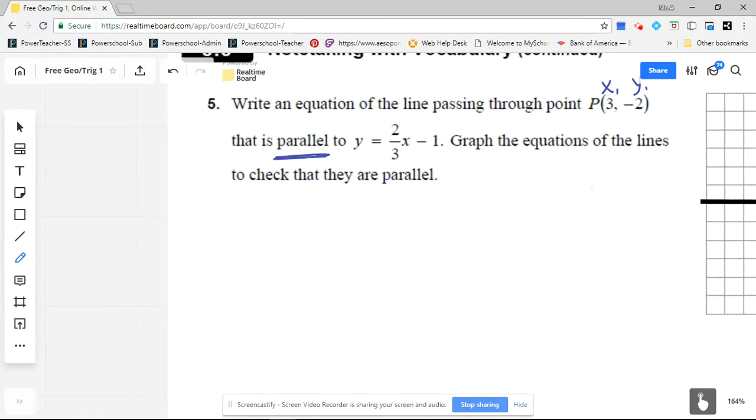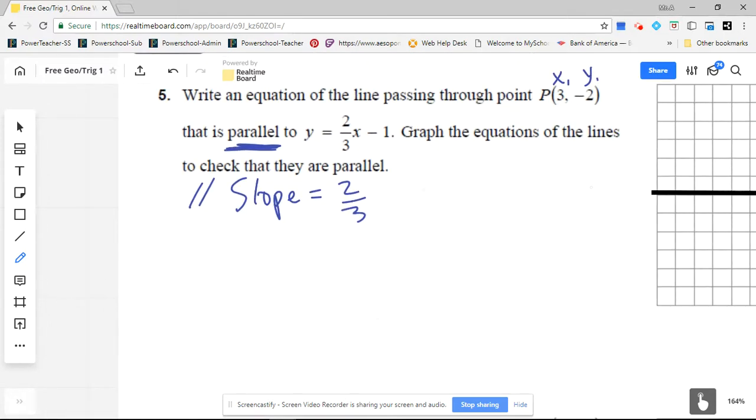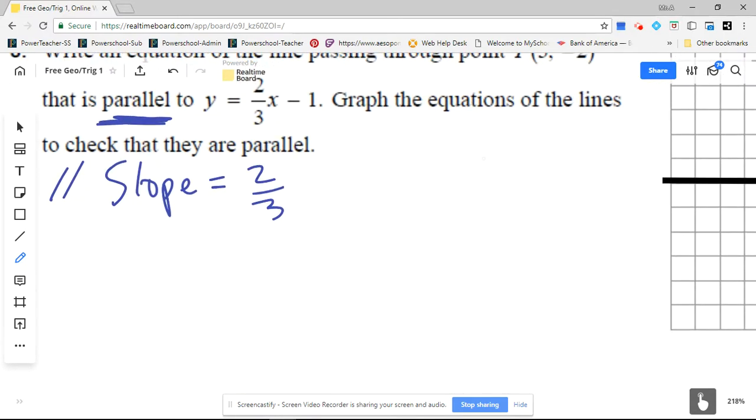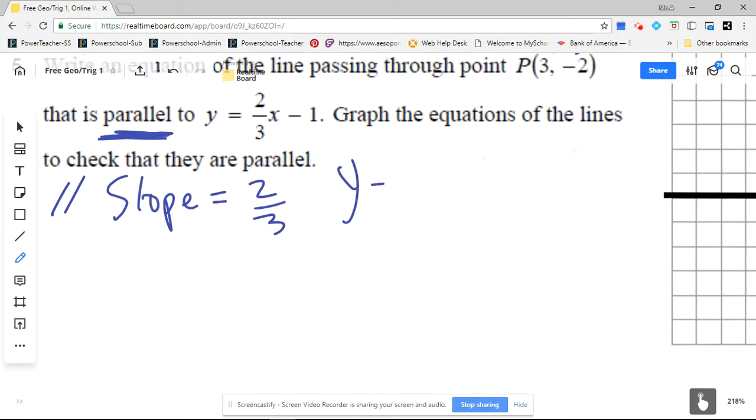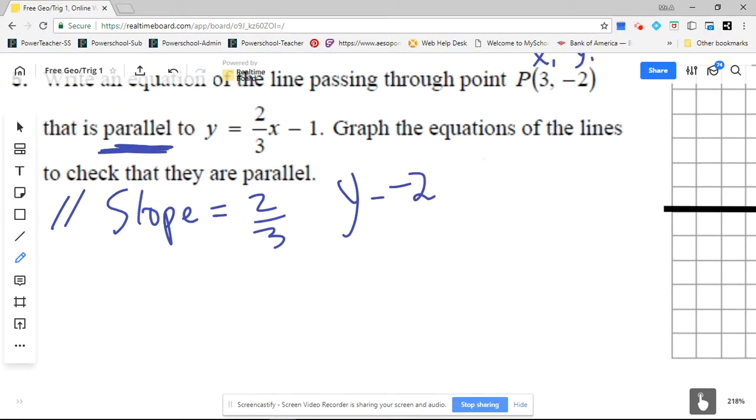And in this one, I want parallel, so my parallel slope equals 2/3 because it's the same slope. So I'm going to use my equation just like I did before. Y minus the y number is a negative 2. Those are going to be both pluses. The m is a 2/3. X minus the x number is a 3.